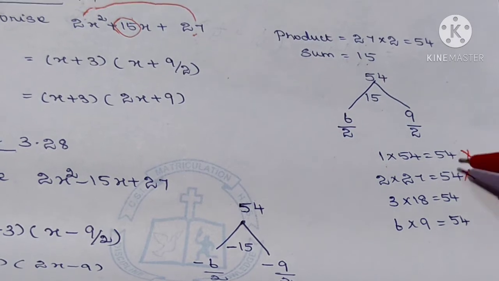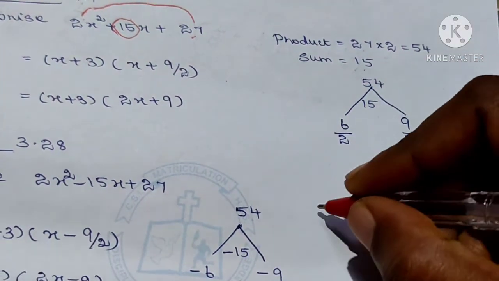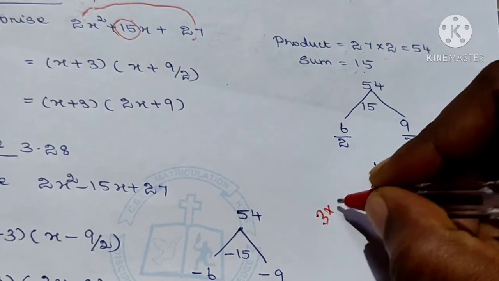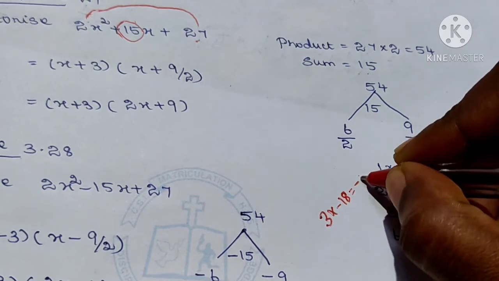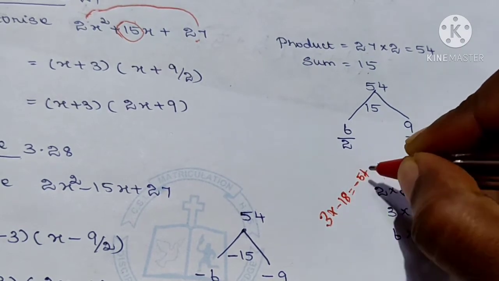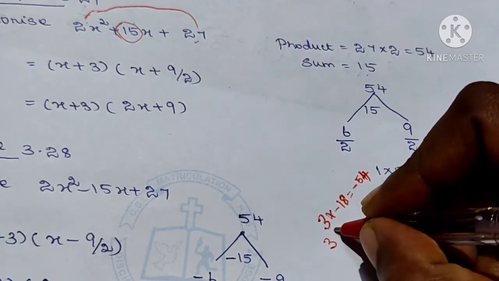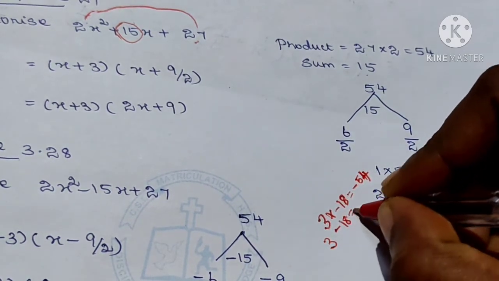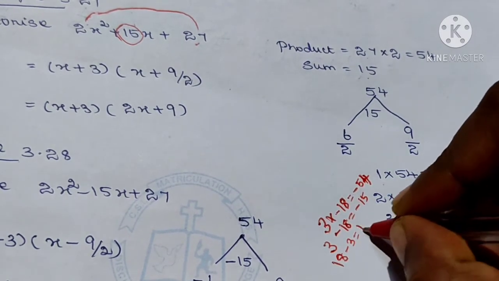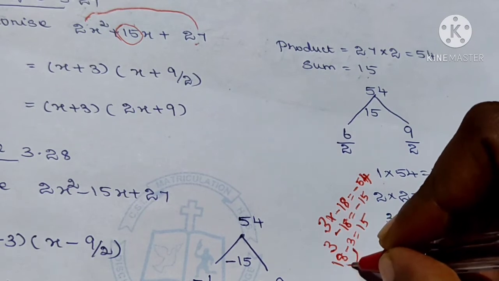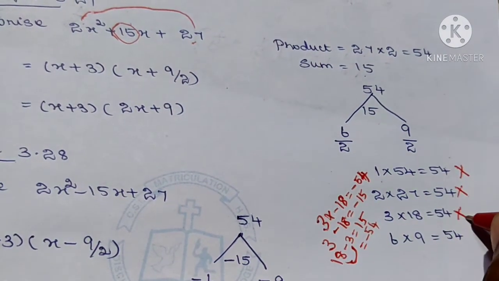Now if you select this product, you don't get 54 because if we take minus 18, we get minus 54. The sum of 3 and minus 18 is minus 15. Taking 18 minus 3, we get 15. But the product of these two numbers is minus 54. So you cannot take this product also.